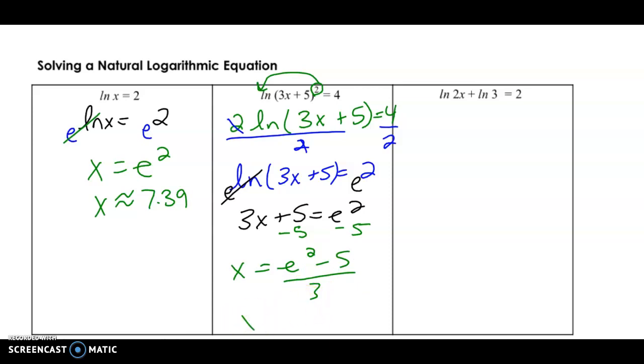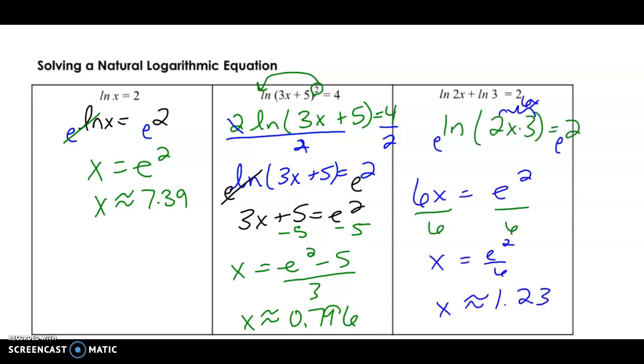So what does that equal? Make sure you use parentheses on the numerator. Should equal 0.796, approximately. All right, why don't you pause the video and try the third one. Your answer should have been x squared over 6, which is approximately 1.23.